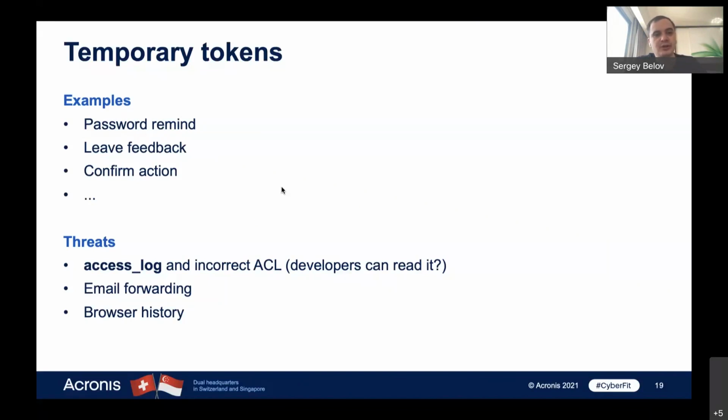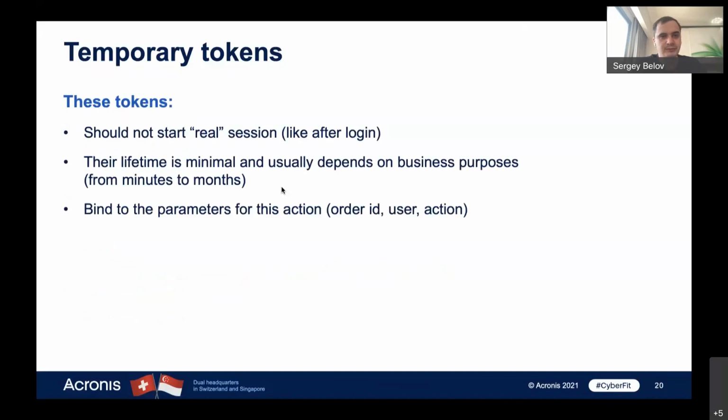And what are the threats for temporary tokens? They could end up in the access log, and some non-authorized person could get access to these logs. A user can set up email forwarding and forward it to other people, and of course it's also kept in the browser history. So temporary tokens are really important, and what are the main rules to implement them?